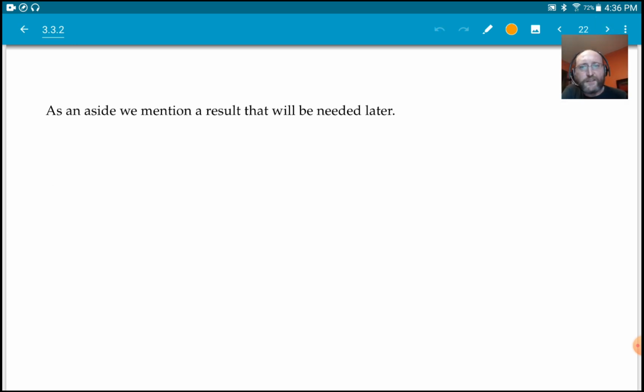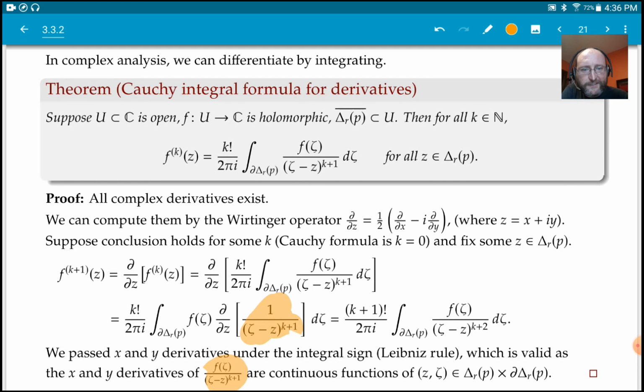Just to emphasize, it's a continuous function of two variables, z and zeta. So z is varying in this disk, and zeta is varying where the integral is, on the circle. So zeta minus z is never zero. That's why we're getting nice continuous functions, even for the derivatives.